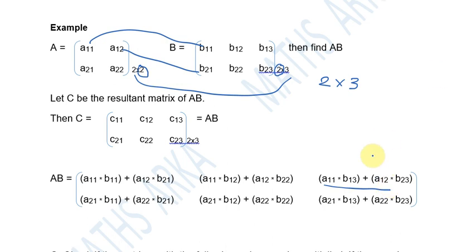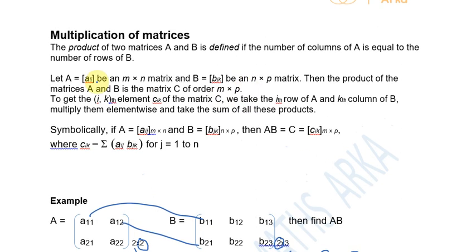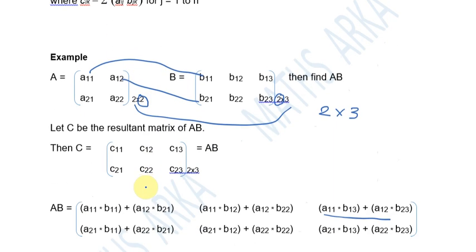And if we look at it symbolically, let's say A is of order m cross n, and B is of order n cross p. Then the resultant order would be m cross p. That is what is written. And how do we get this C_ik? It is given by multiplying each of the numbers of the two matrices and then summing it up. That's what we talked about, and from the example it is very clear.